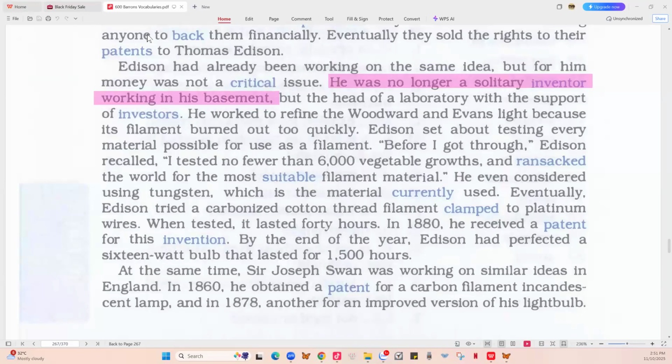Solitary. Do you remember this word? Solitary means alone. I didn't work alone, or I can say I wasn't a solitary staff in this company. It means I didn't work alone in this company. I worked with other people in this company. So solitary is another word for you to say you do something alone. All right, solitary. So let's go. He was no longer a solitary inventor. Show me another sentence which has the same meaning as this one. Let's go.